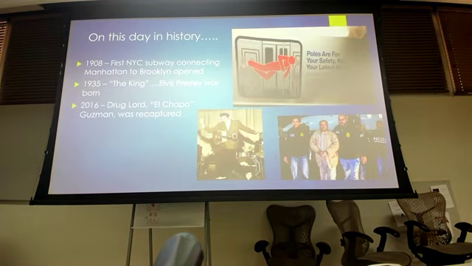All righty. There wasn't that much good on this day in history, but in 1908, the first New York City subway was connected between Manhattan and Brooklyn. We had an amazing trip a few years ago to New York City, and we took the subway from Manhattan up to the Bronx. I hadn't been to New York, I didn't know anything about it. People were like, "You're doing what?" I'm like, "I don't know, it's a subway."